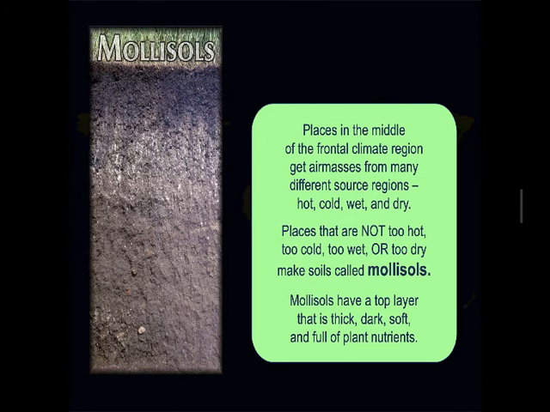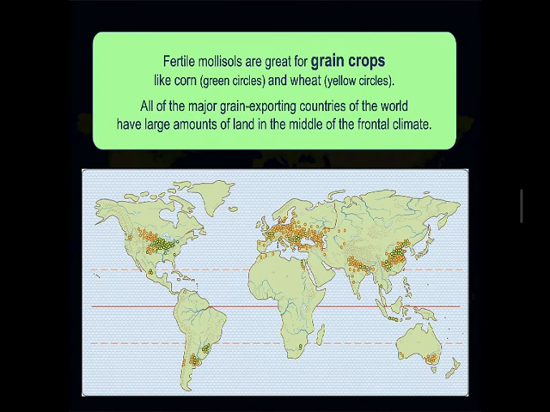Places in the middle of the frontal climate region get air masses from many different source regions: hot, cold, wet, and dry. Places that are not too hot, too cold, too wet, or too dry make soils called mollisols. Mollisols have a top layer that is thick, dark, soft, and full of plant nutrients. Fertile mollisols are great for grain crops like corn, green circles, and wheat, yellow circles.